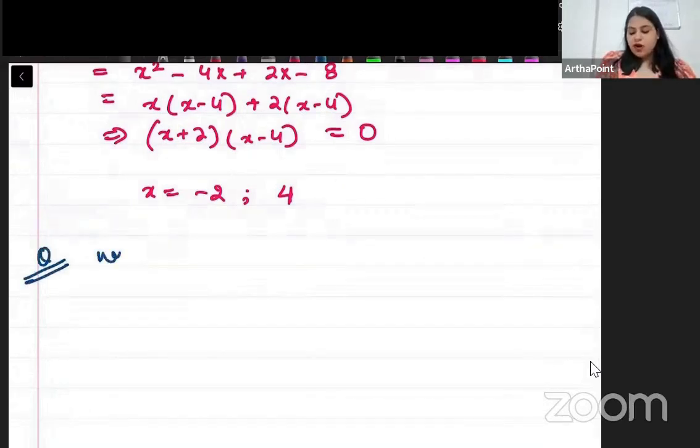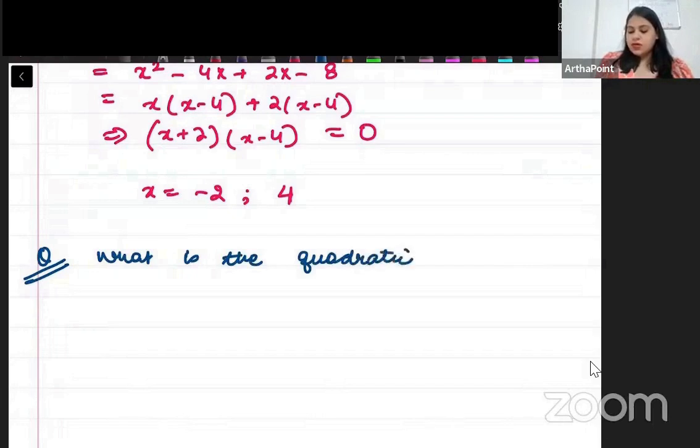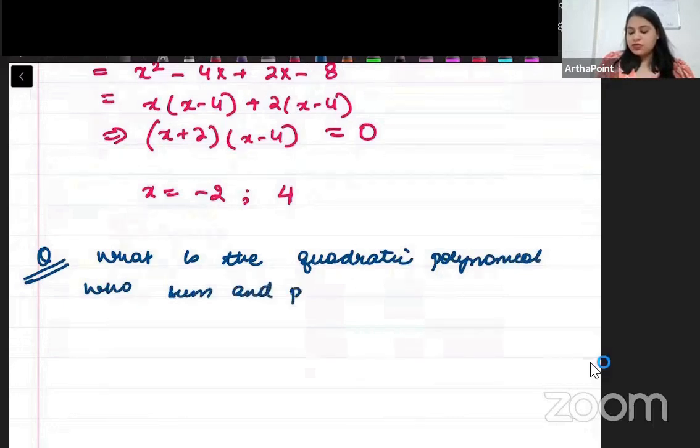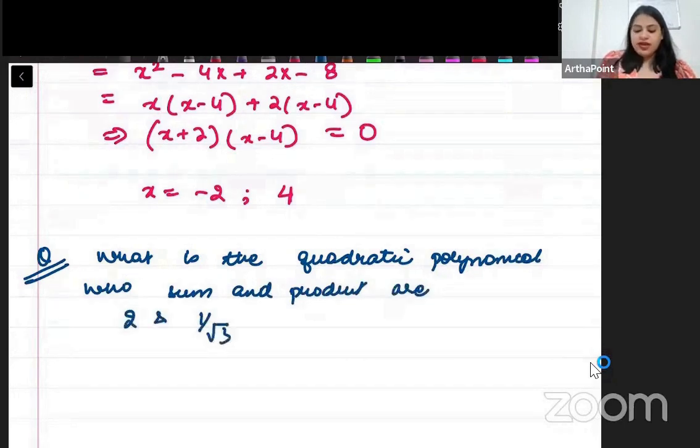This says, what is the quadratic polynomial whose sum and product are root 2 and 1 by 3 respectively? This is the question.